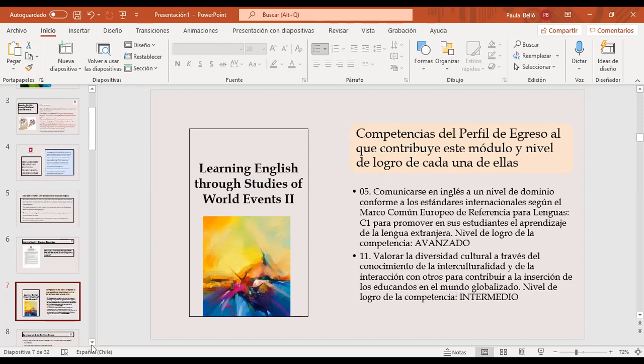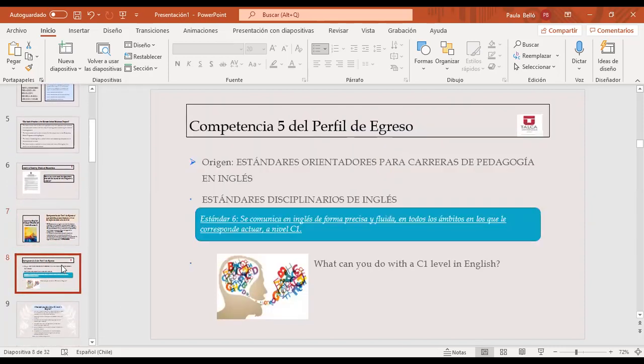Okay, so in speaking, particularly Competencia 5, where does this have its origin? It comes from the Estándares Orientadores para Carreras de Pedagogía en Inglés. The new standards are also coming out this week, and there will be a set of standards established for elementary school teaching and others for secondary school teaching of English.